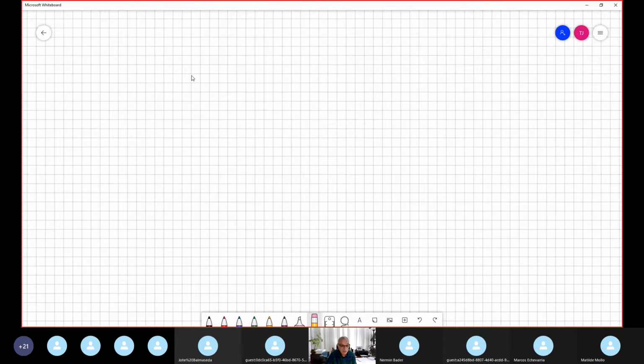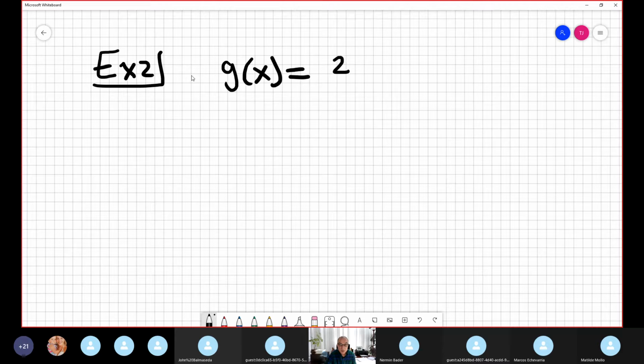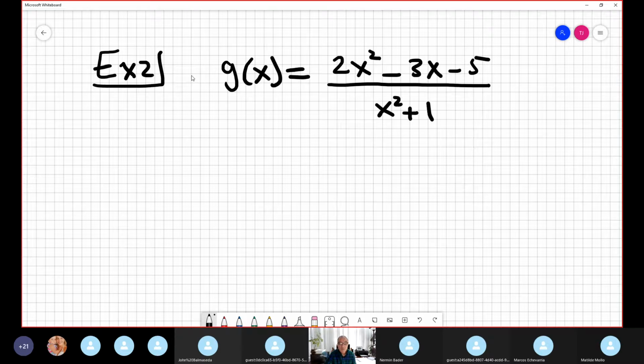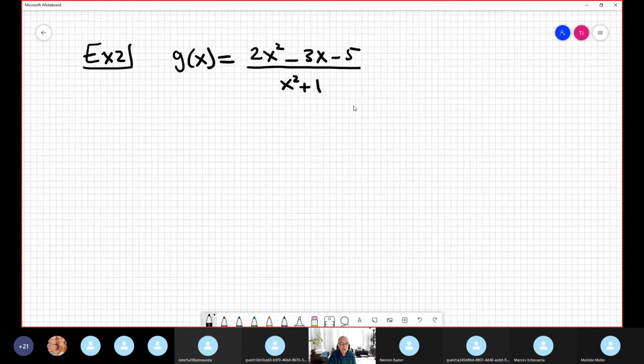Well, in example 2, we have the function whose name is g. This is 2x squared minus 3x minus 5 divided by x squared plus 1. This is our rational function that's given at the beginning, and you need to do everything. Okay, let's do it.